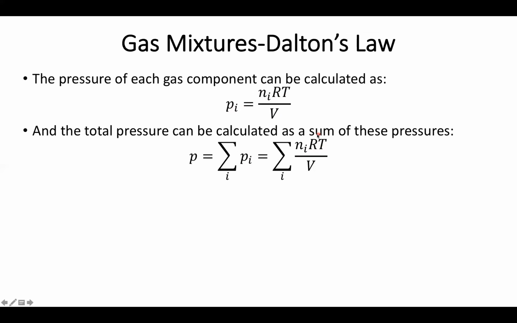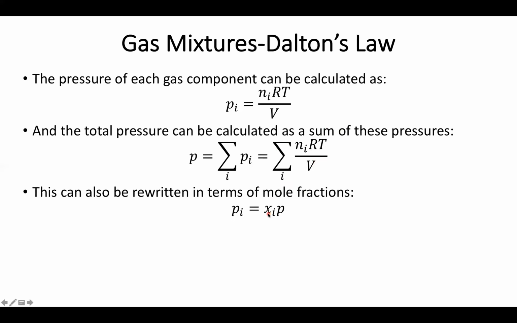If it makes you feel a little bit better, you can imagine pulling RT over V out in front of our sum of components. However, this is often most commonly written as essentially a mole fraction notation, where the pressure of each individual component can be given as the total pressure, again, this total nRT over V, times the mole fraction of the component in state i, say n_i over n_t.